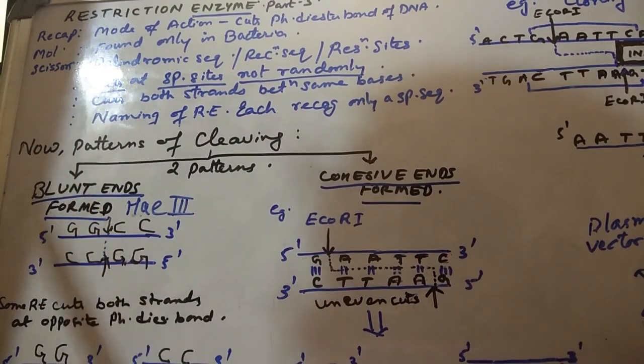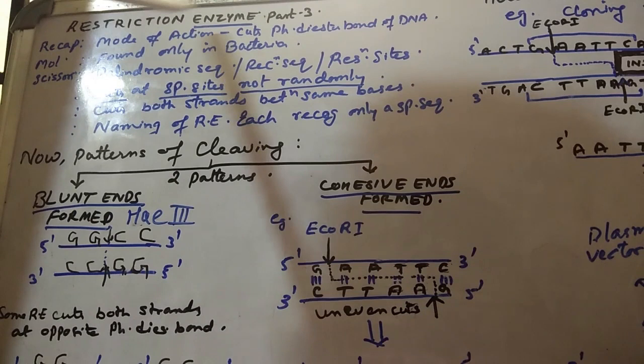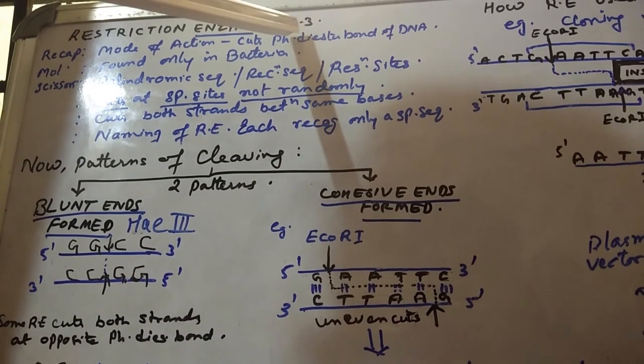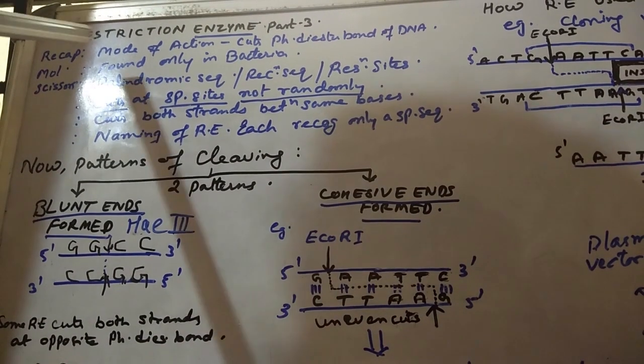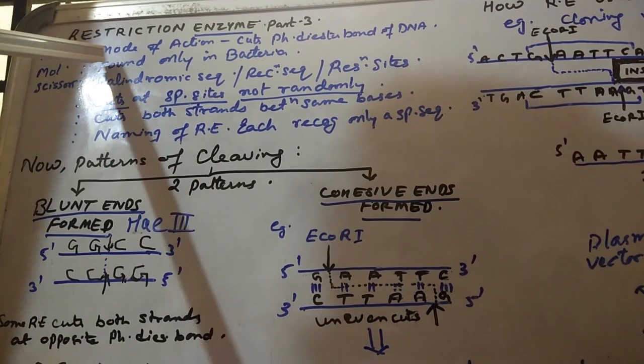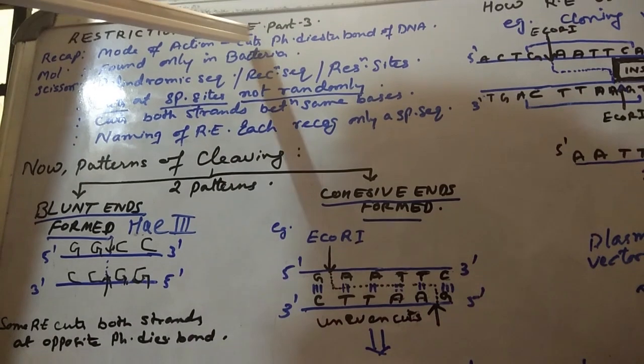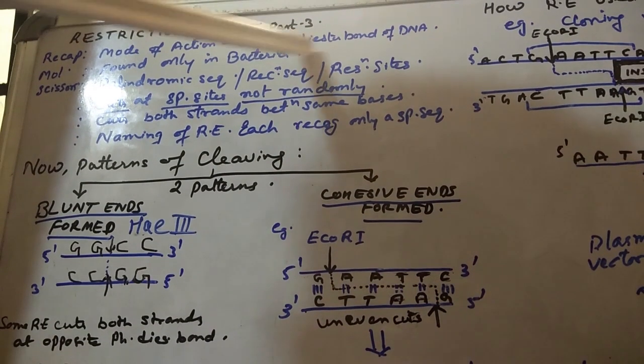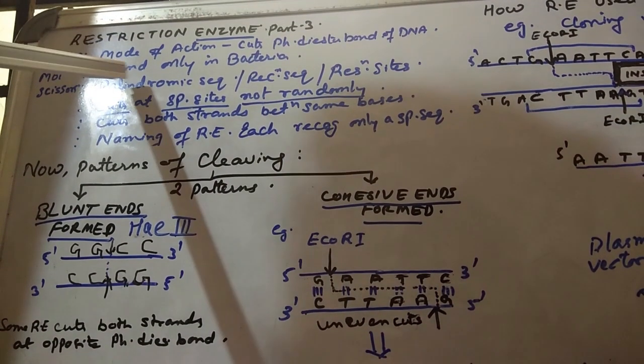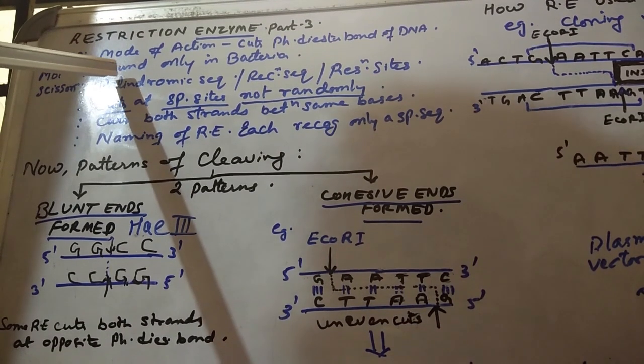Students, welcome back. We'll continue with restriction enzymes. This is the third part of the explanation. We did 2 videos earlier where we discussed, just a recap, why they are called molecular scissors. We discussed how it cuts the phosphodiester bond of a DNA, and from where do we get restriction enzymes?